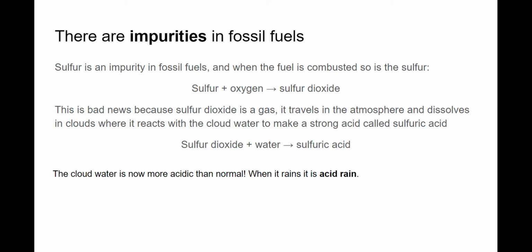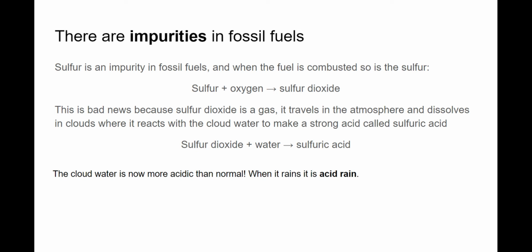Now, this isn't great because sulfur dioxide is a gas. It is released into the atmosphere, and it dissolves in clouds. Clouds are made of water. It reacts with the water, and it makes sulfuric acid, according to this equation. Sulfur dioxide plus water reacts to give sulfuric acid. Now, what we have now is very acidic cloud water, which isn't good.